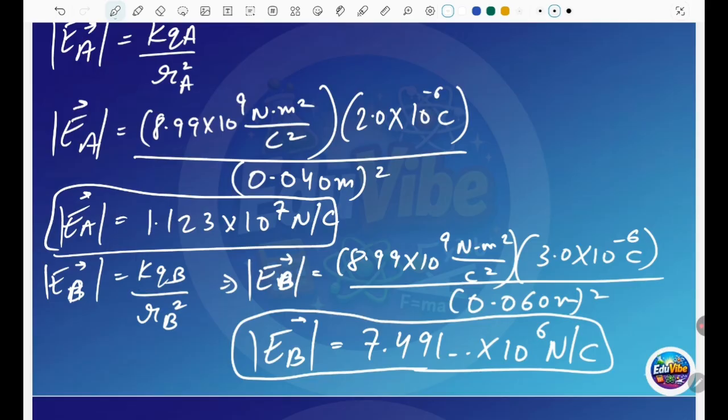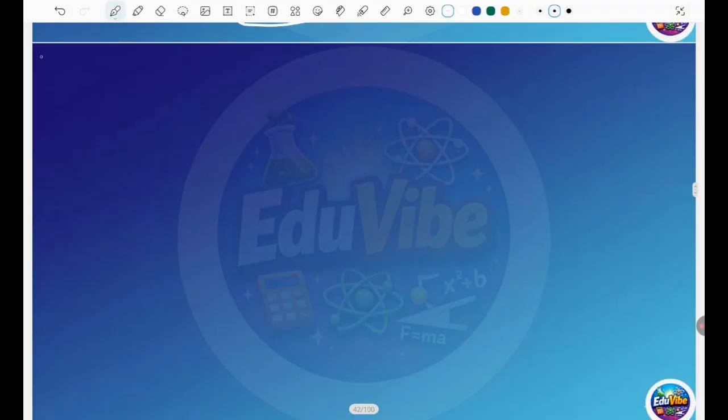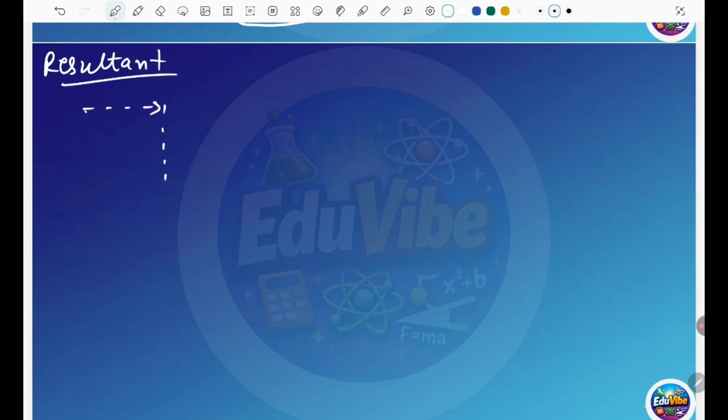For making the resultant vector, it's easy. They go to their respective directions. For the resultant, the first one goes to south, the other one goes to west, and you have to find this. So this is your E, this is your EA, this is your EB.